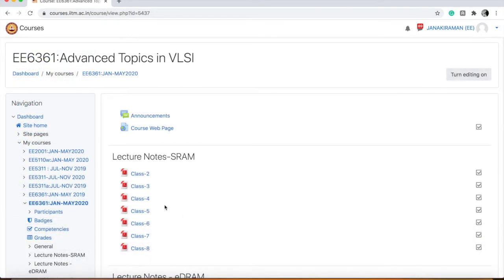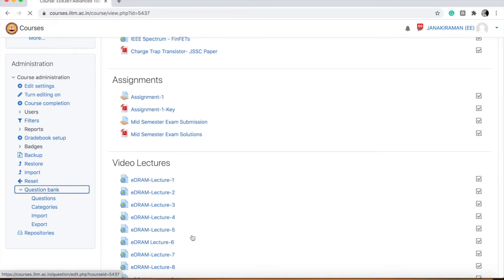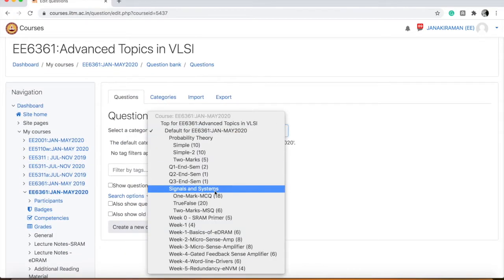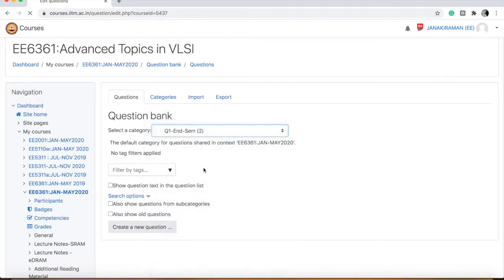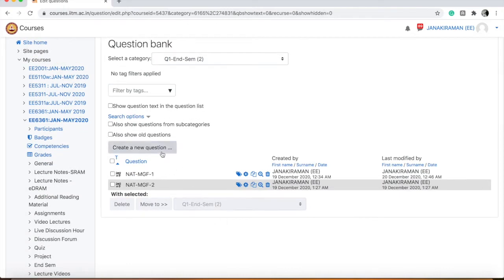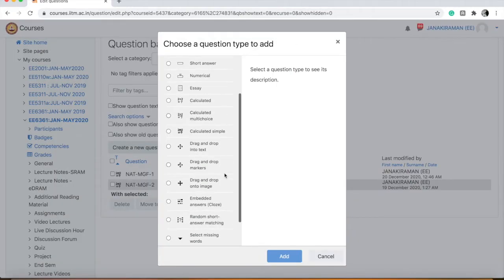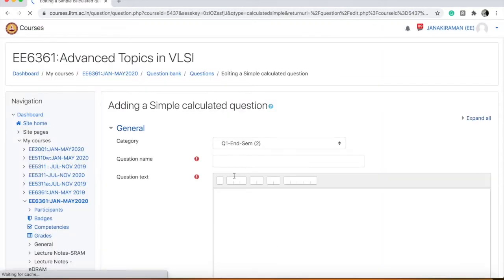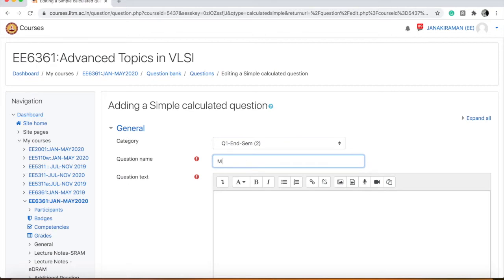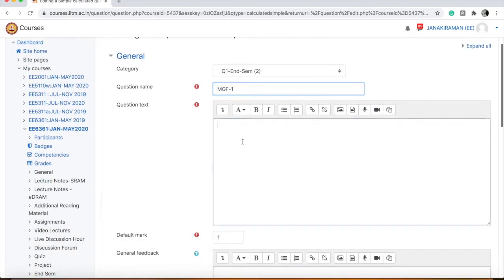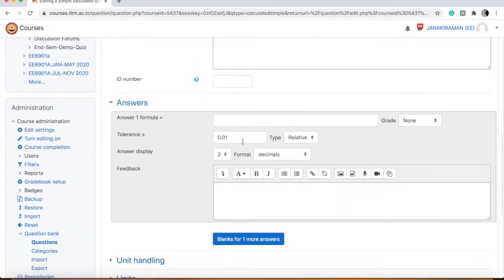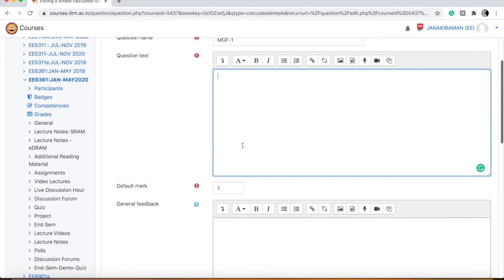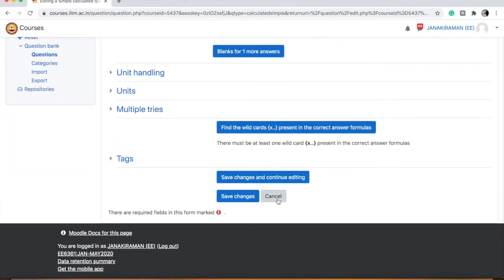To add a calculated type of question, you go to your question bank and select the category that you want. Let me say I have this category called Q1 and SEM, and I already have two questions, but I'll just tell you how you pick this type of question. You say create new question, and then you say calculated simple, and then you create this question. As usual, you can give it a name, mgf1, and then you can start populating it with some details, but in the interest of time I will not populate this from scratch. I will just go ahead and edit my earlier question.